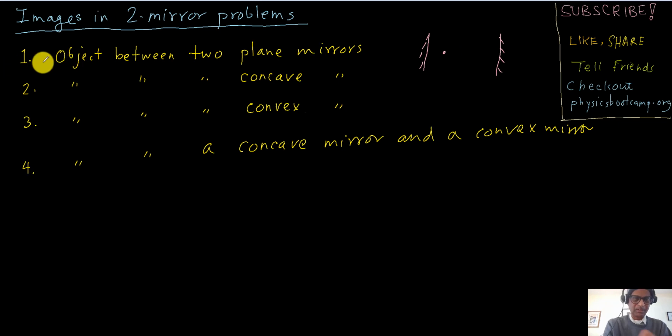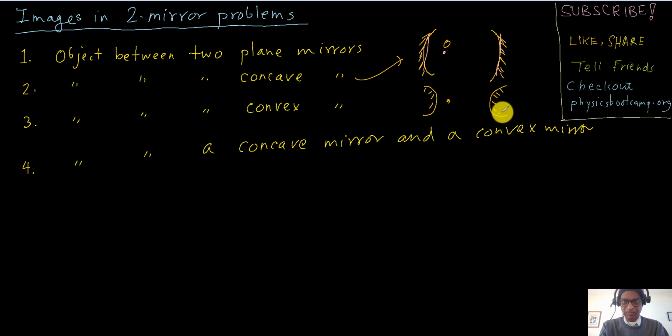So there's 2 plane mirrors, or instead of these plane mirrors, you can have a concave mirror. That will be this case, or you can have a convex mirror. So the object is here, this is the object, in this case, or you can have a concave mirror and a convex mirror. So you can have this situation.